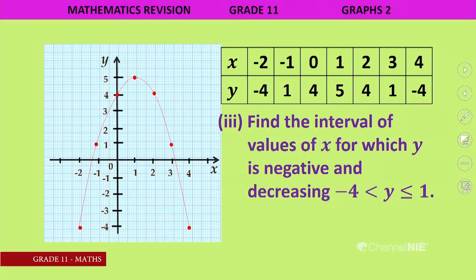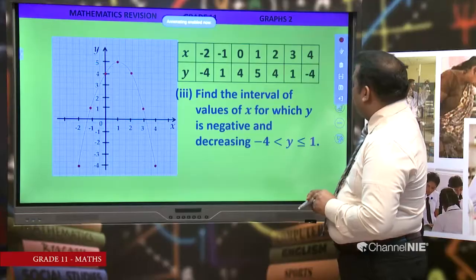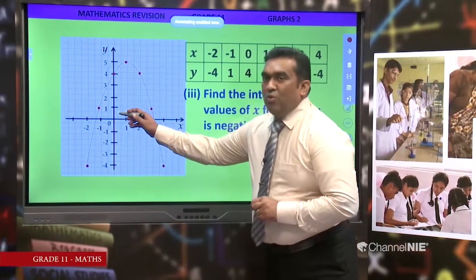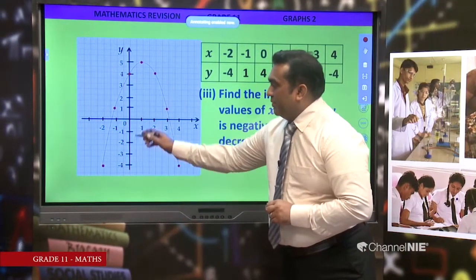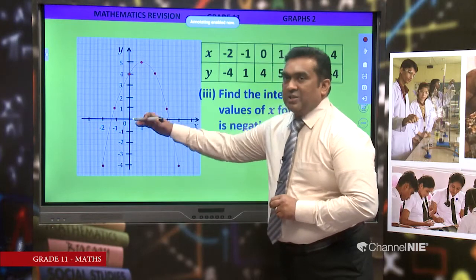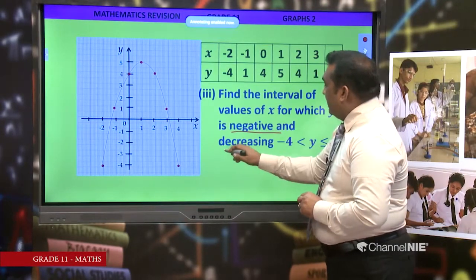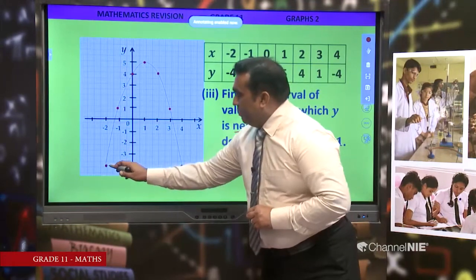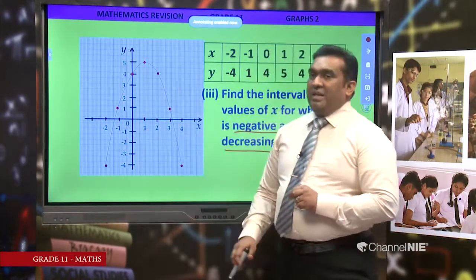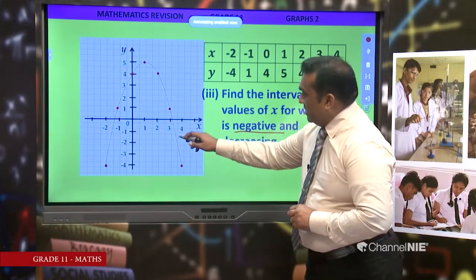Find the interval of values of x for which y is negative and decreasing. The condition is negative and decreasing. Negative means below the x-axis. Below the x-axis, y is totally negative. Here, negative but increasing. Negative and increasing part here, negative and decreasing part here.